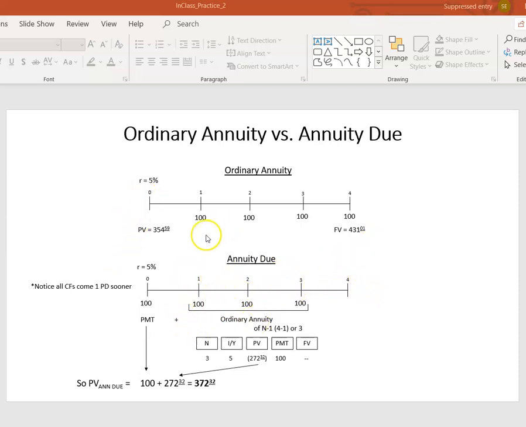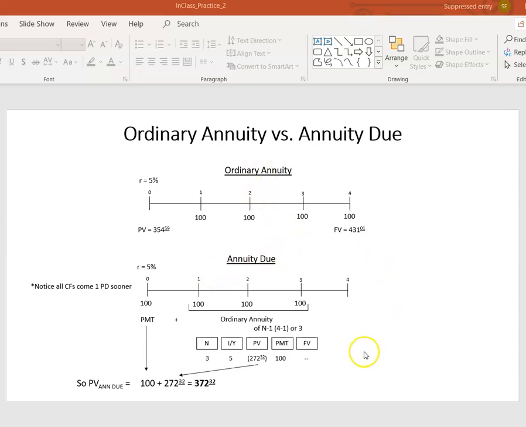For example, if you have a 4-year annuity with $100 as payment and discount is 5%, then we can draw the timeline of cash flows for this 4-year ordinary annuity. You will receive $100 from year 1, and this cash flow payment will continue for year 2, year 3, and end in year 4.